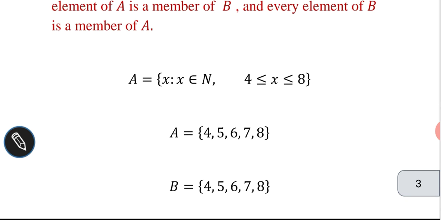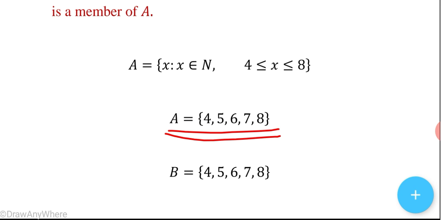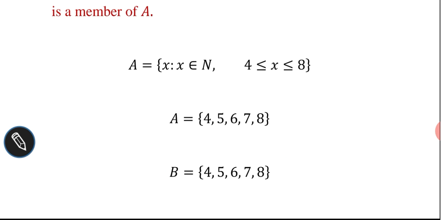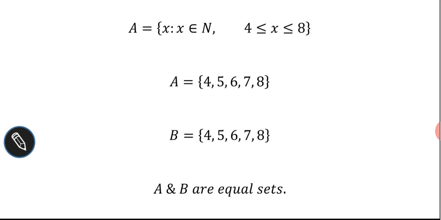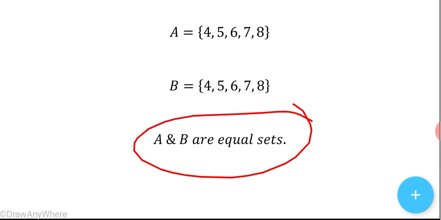B is given as {4, 5, 6, 7, 8}. From the given two sets, we can conclude that the elements in A are also members of B. Similarly, the elements in B are also members of A. So we can say that the given sets are equal sets. A and B are equal sets.